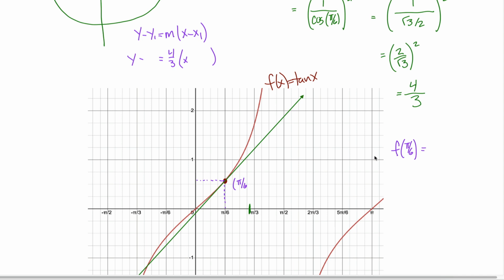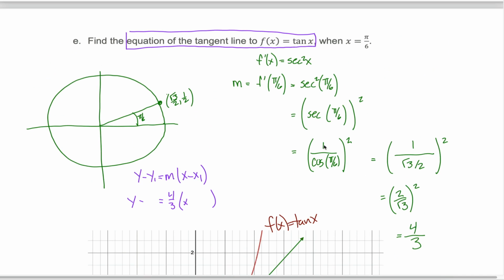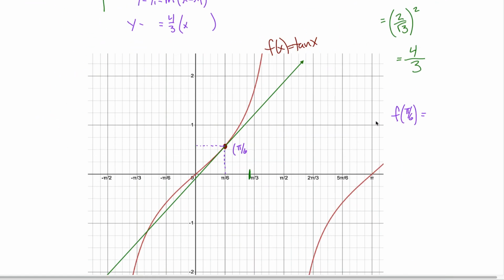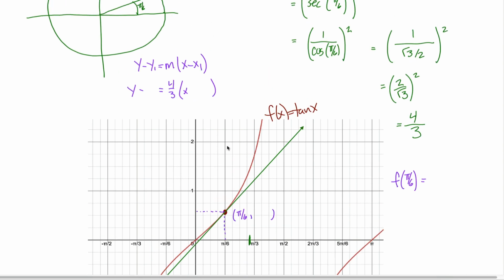Now things are getting really confusing, right? Keeping this straight in your head, what you're doing in the different steps. F prime of pi over 6 tells us the slope of this line in green. F of pi over 6 tells us the height of this point right here, which we need to know because we need both the x-coordinate and the y-coordinate to use this point slope form. So what is f of pi over 6?